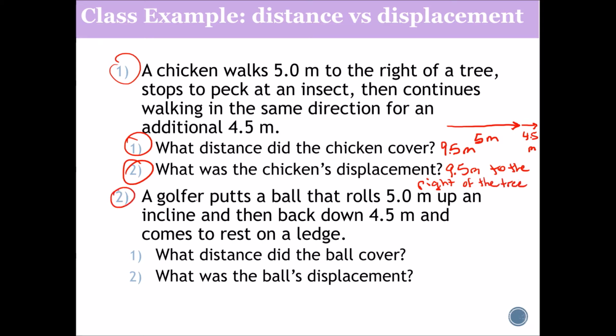Number 2, a golfer putts a ball that rolls 5 meters up an incline and then back down 4.5 meters and comes to rest on the ledge. What distance did the ball cover? So distance is a scalar quantity. It's simply additive. So 5 meters plus the 4.5 meters it rolled backwards gives you 9.5 meters. Good. Okay, what was the ball's displacement?